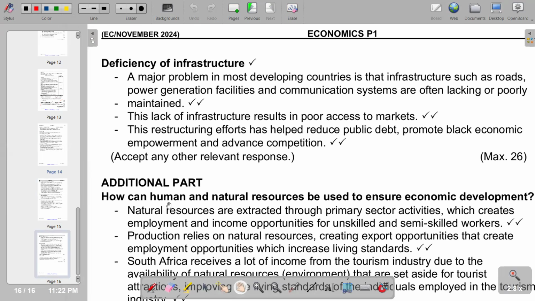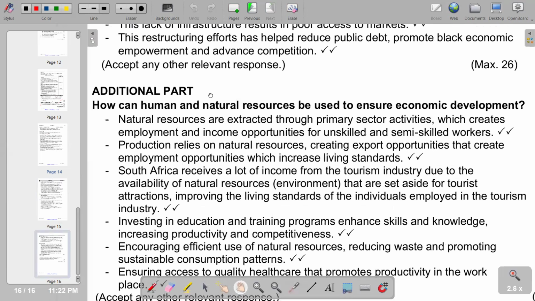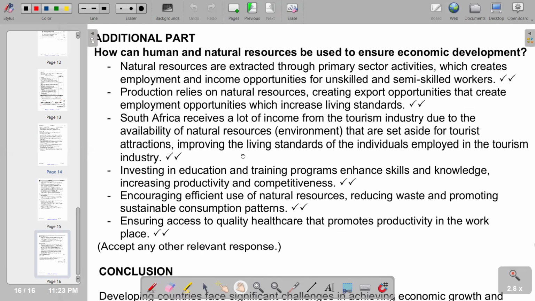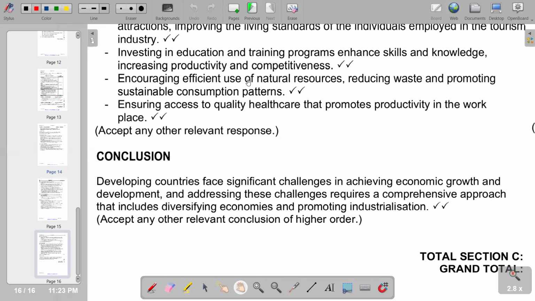Then on the additional parts, how can human and natural resources be used to ensure economic development? So basically, that's what we have on that part. In response to that, these are the points that we have on the additional parts. So we also have a conclusion. We are supposed to come with a conclusion. This is a typical conclusion that you can come up with according to our essay.